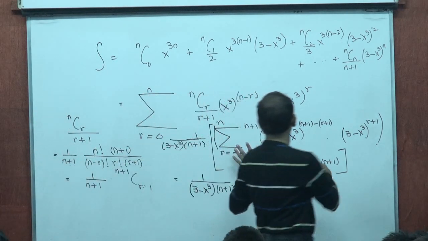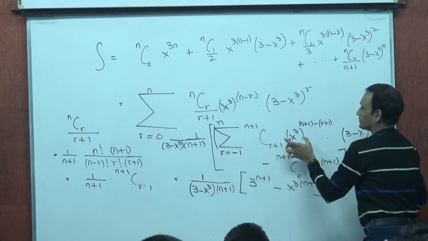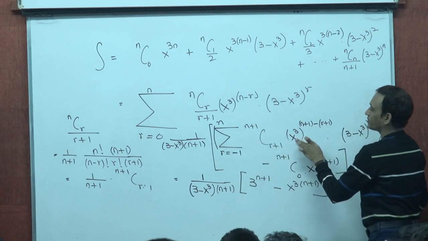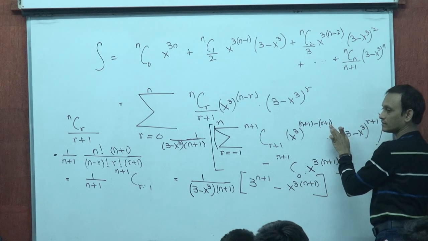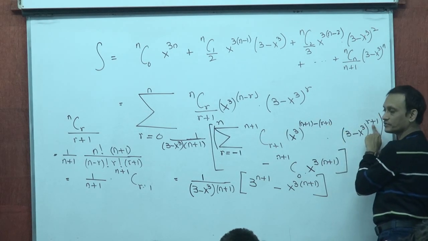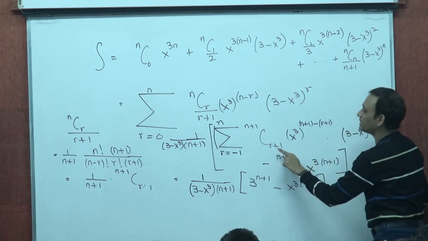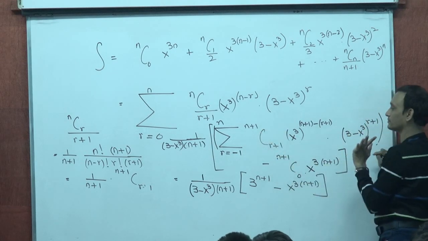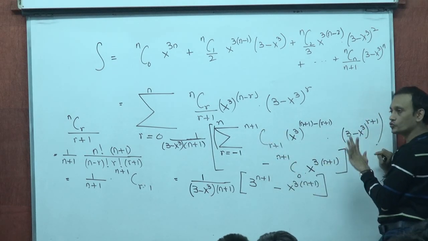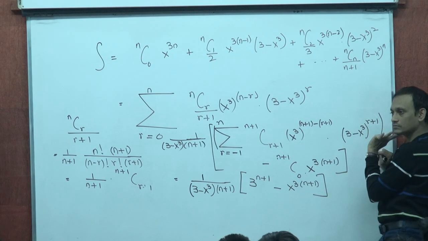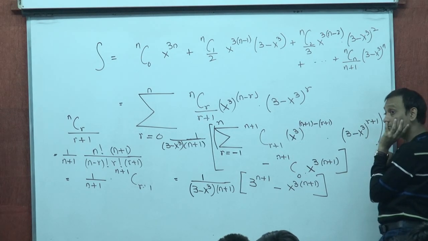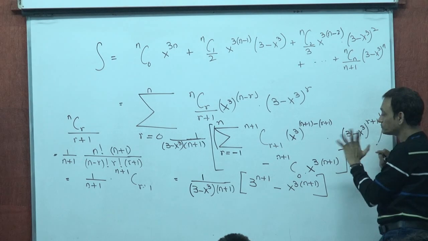I hope all of you realize how this is like nCt a^(n-t) b^t kind of a term, right? Where t runs from 0 to n + 1. Isn't it? Confusion? No?